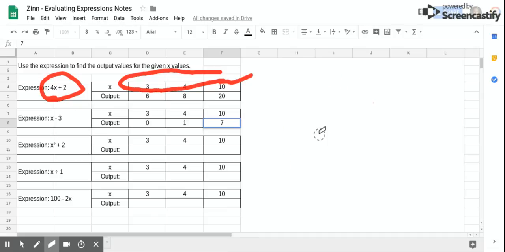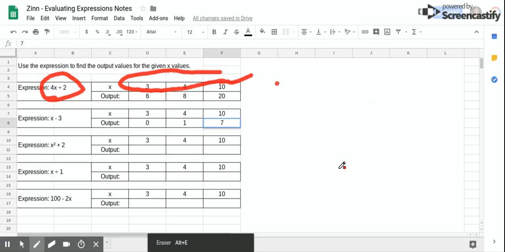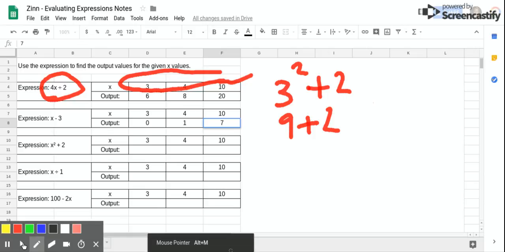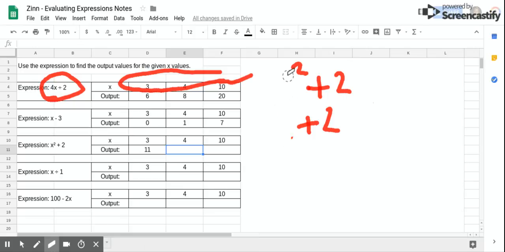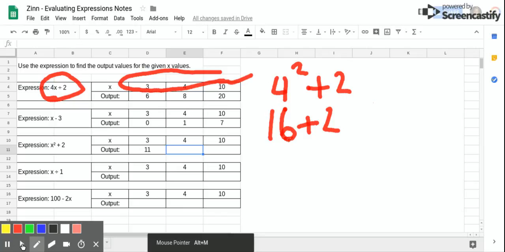The next one is x squared plus 2. So if we substitute 3 in for x, it's 3 squared plus 2. 3 squared is 9, 3 times 3, and then 9 plus 2 is 11. Substitute in the 4. 4 squared plus 2, so 4 times 4 is 16. And 16 plus 2 is 18.